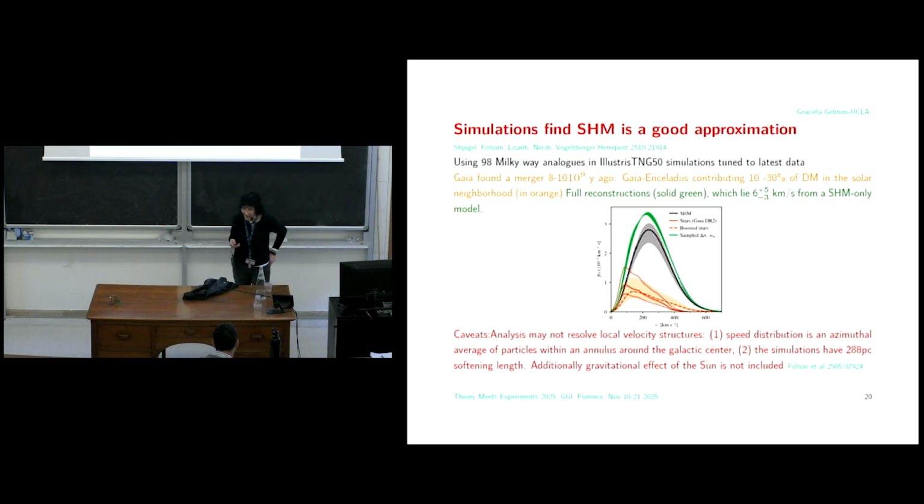Gaia has found that a big portion of the stars around the solar system come from a merger. They have radial velocities that are much larger than the usual halo ones, and they come from a particular merger with a sizable galaxy, about 8 to 10 billion years ago. This feature is called Gaia Enceladus.